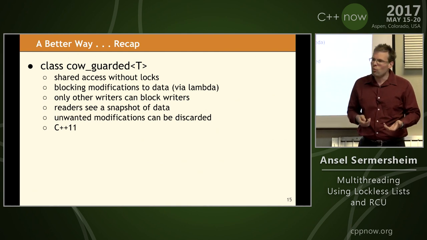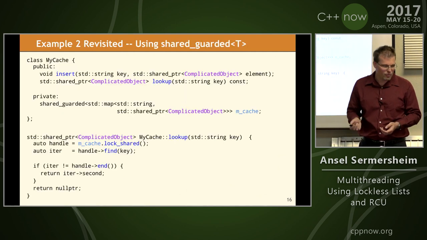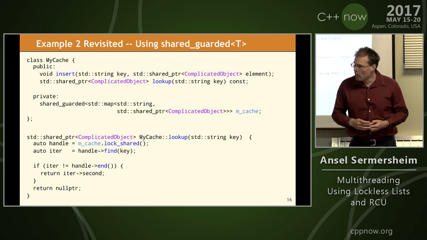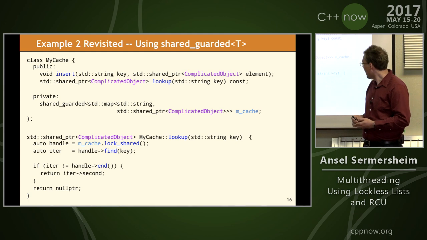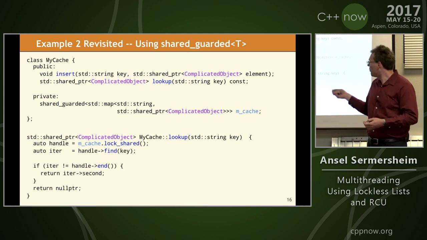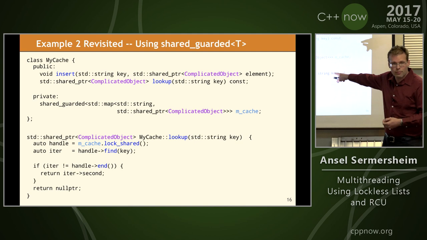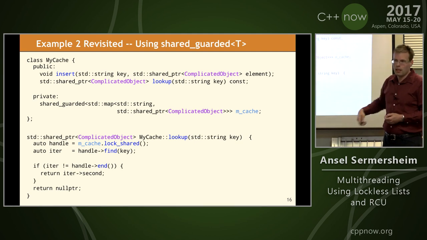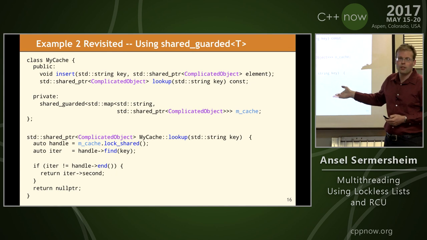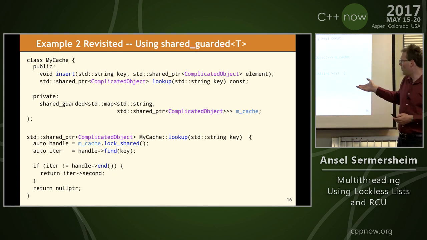So let's briefly go through what insert looks like using each of these classes. If we move to shared guarded, then we will use a lock shared to get the handle, because lock shared exists in shared guarded, and the compiler will diagnose that you can't use the operator square bracket on a const map, so we will discover that we need to use a find and do the lookup this way.